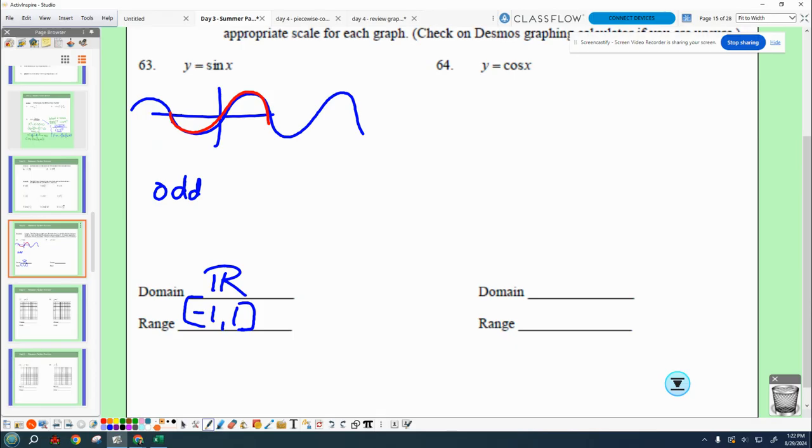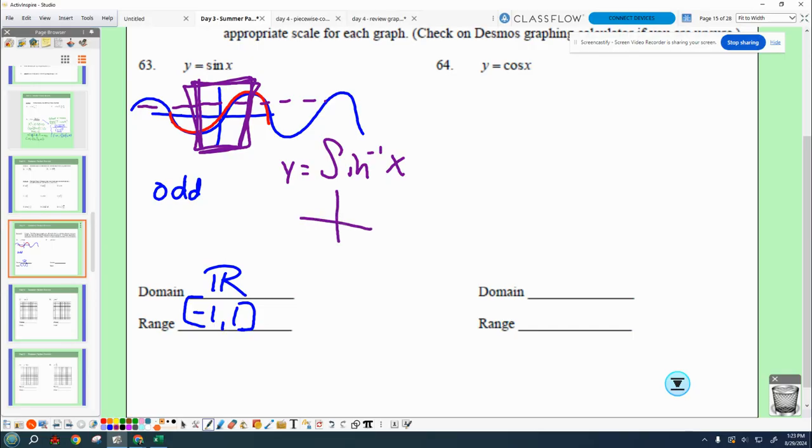Sine inverse. Graphically, what are we looking at to see if a function has a clean inverse? It needs to pass not just the vertical line test, but the horizontal line test. A horizontal line crosses all over the place. So for an inverse, I need to restrict it so that I can, okay, working my brain.